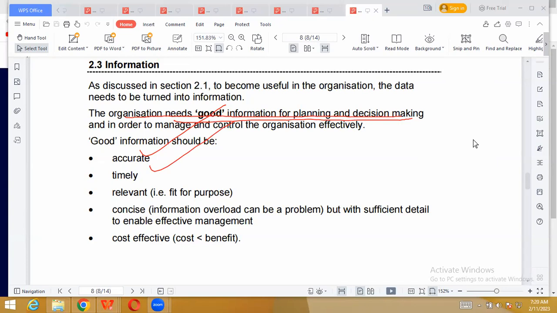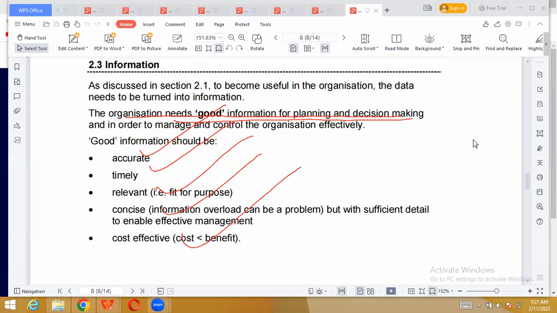We are just saying that it should be provided on time. As accountants, in most cases, we need to make sure that we provide timely information. We normally work with targets, so the information provided must be timely. Also, it should be relevant, which means it should fit the purpose for which it is provided. It should also be concise, containing sufficient detail to be effective to management. And lastly, it should be cost effective.